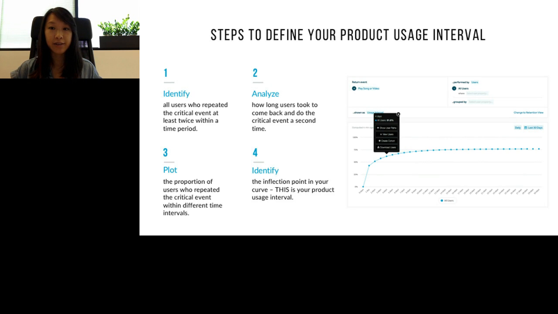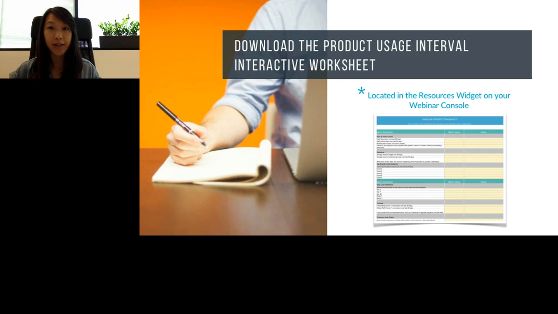Now, if you're already using Amplitude's Enterprise plan, you can actually view this usage interval graph on the retention chart. However, it's pretty easy for you to make this type of graph yourself as long as you are tracking user behavior data for your critical event. Now, to help you calculate your own product usage interval, we've actually created an interactive worksheet that you can use, and you can download that worksheet in the resources widget in the webinar console.